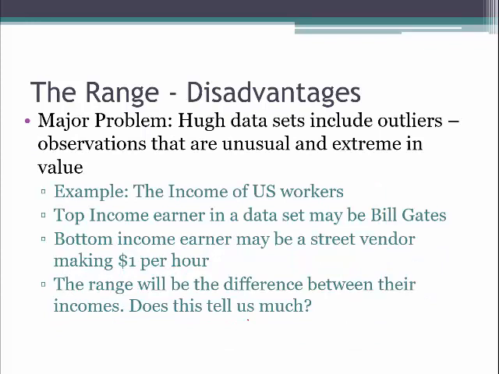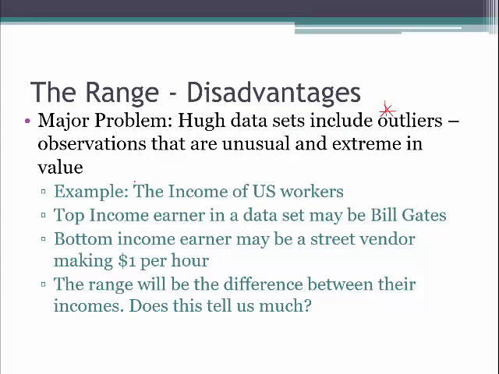Okay, here's the big problem with the range. That's why it's not generally used as a measure of dispersion in the real world. Huge data sets include outliers, and we're going to talk a lot about outliers in one of the next lectures when we talk about box plots. These are observations that are unusual and extreme in value.